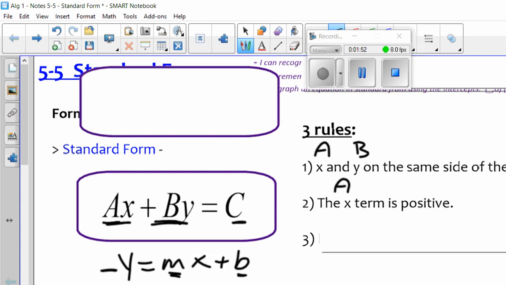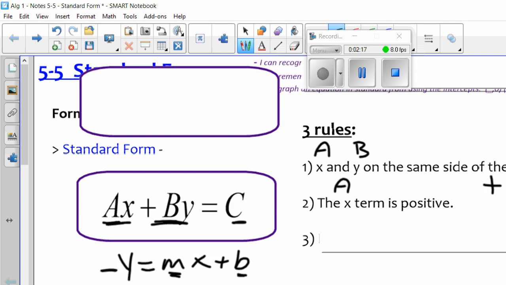So a couple things here on these first 2 rules. If x and y are not on the same side of the equation, I'm going to have to either add or subtract something to move it to the other side of the equation. So we've been doing that ever since we started this class. We've been moving things across the equal sign. We have to either add or subtract to make it to the left-hand side. Okay, that's for x and for y.